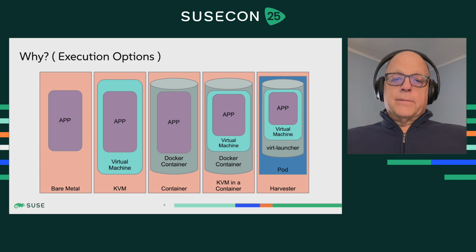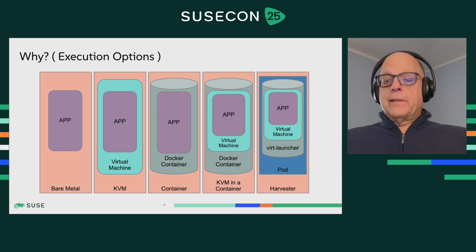So here's a diagram of different options. We have bare metal on the left, then just a KVM virtual machine, which is currently where we're at, with the application or benchmarks running in it. The same application or benchmarks running in a Docker container, in a virtual machine in a Docker container, and then finally Harvester, where we have the application in a virtual machine and a virt-launcher container inside a pod.